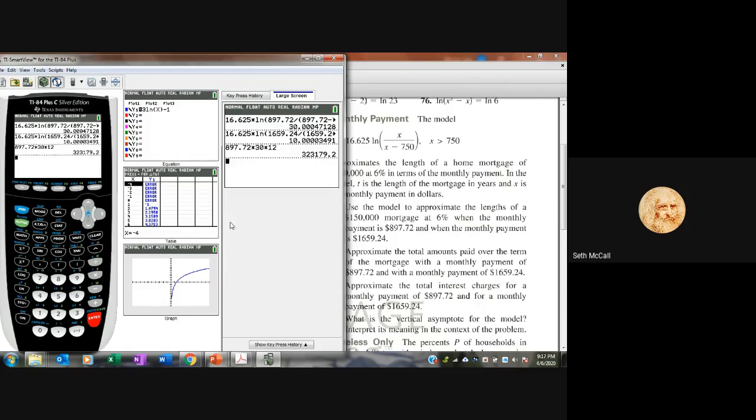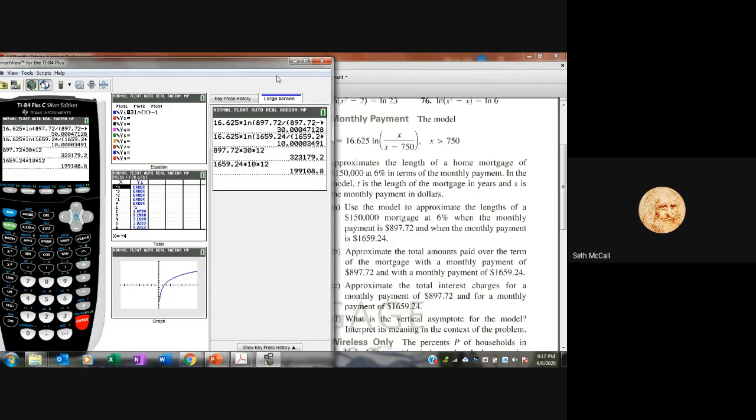Similarly, if you want to figure out how much you're going to pay back when you're paying $1,659 a month, you're going to take 1659 and 24 cents. You're going to multiply that by 10 years, and that still needs to be multiplied by 12 because you're paying once a month, and you will only pay back $199,108.80 if you pay your mortgage back in 10 years versus 30. So quite a significant amount of savings if you can swing the much larger monthly payment. So that was part B, approximate the total amount paid over the term.